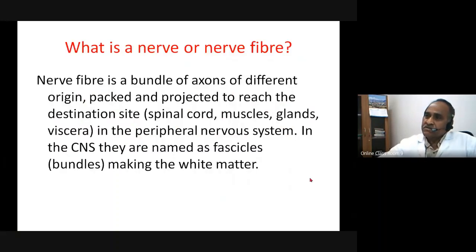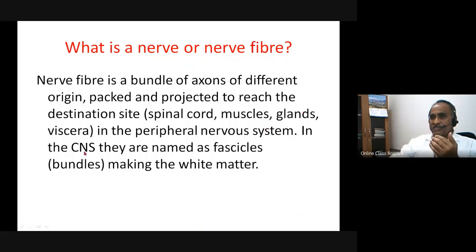Just to recap, the nerve fiber is a bundle of axons of different origin, packed and projected to reach the destination site. The destination site may be the spinal cord, the muscles, the glands, or the viscera or smooth muscles, and so on, which happens in the case of the peripheral nervous system.